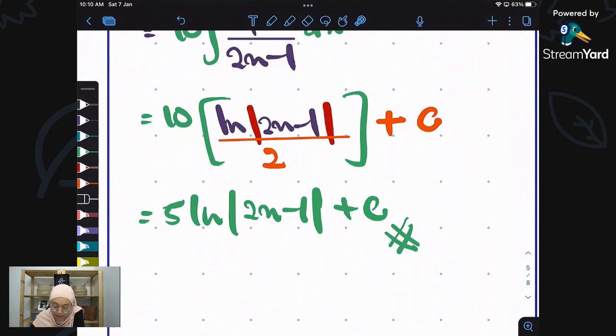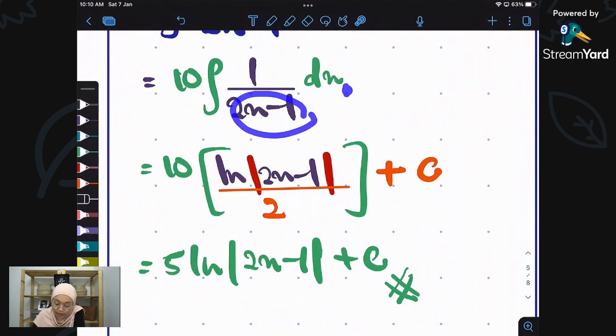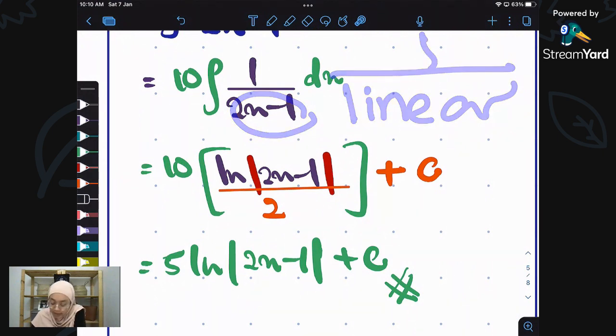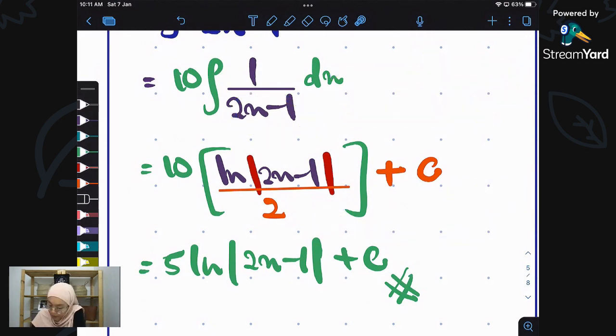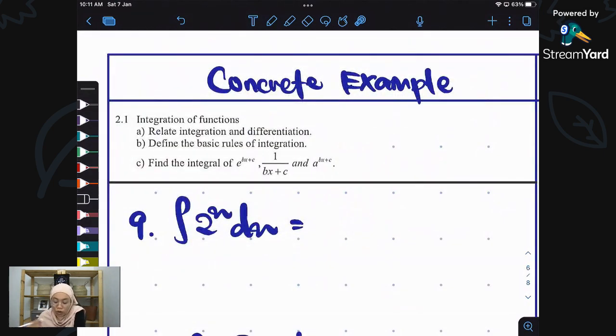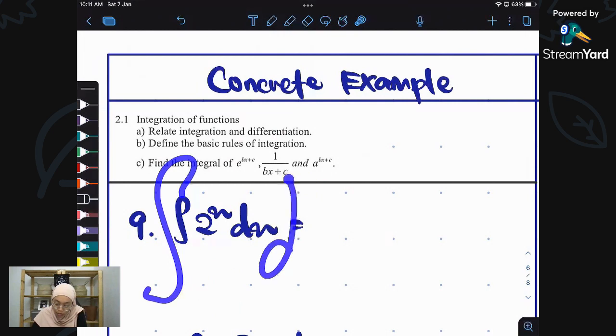So now, remember, always remember this is only working for 1 over linear sahaja. You akan berjumpa dengan jawapan yang berbentuk logarithm ataupun ln. Okay. Now let's go to soalan yang berbentuk eksponen. Soalan yang berbentuk eksponen 2x ataupun 3x ataupun 4x, whatever, as long as it is an exponent. But now we are trying to integrate it.